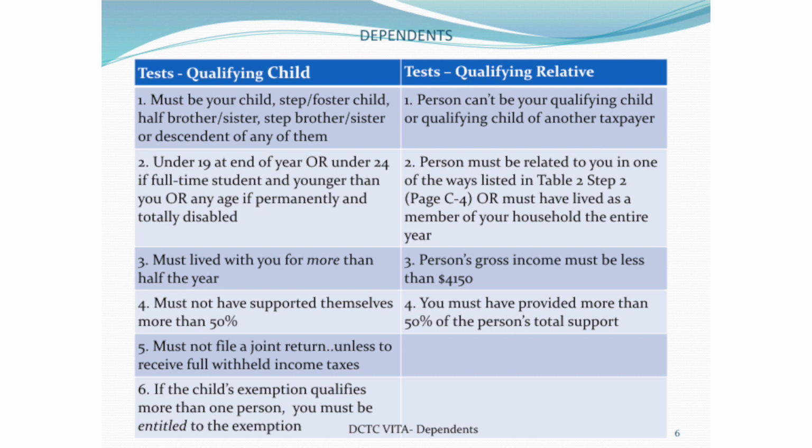Number 6, if the child's exemption qualifies for more than one person, you must be entitled to claim the exemption of the qualifying child.